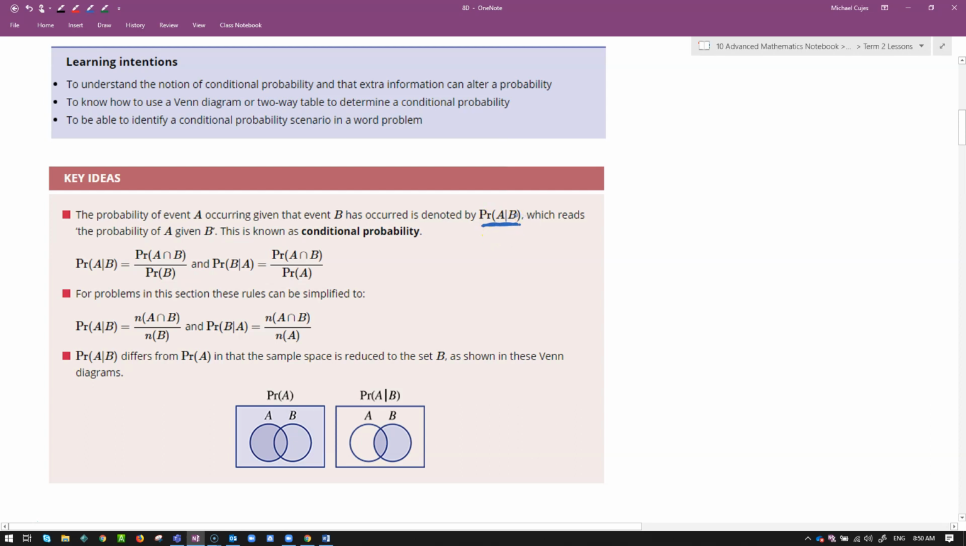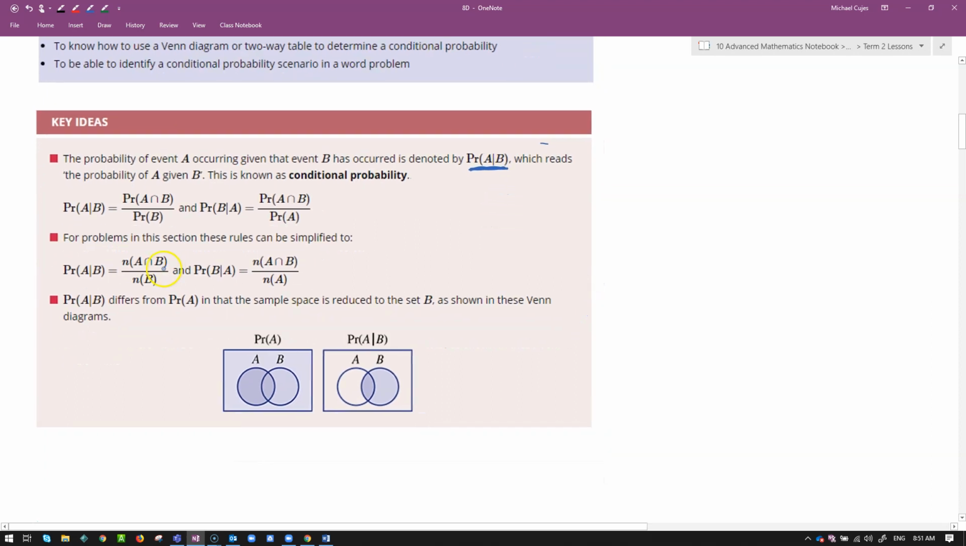So that's the situation where we want to find out the probability of A, but we already have some information. We know in this case that B, whatever B happens to be, is true. And so the rule for this is you find the probability of A and B, the intersection of A and B, and divide it by the probability of B. Or if it was reversed, probability of B given A, you still find the probability of A and B, and this time it was given A, so you divide by the probability of A.